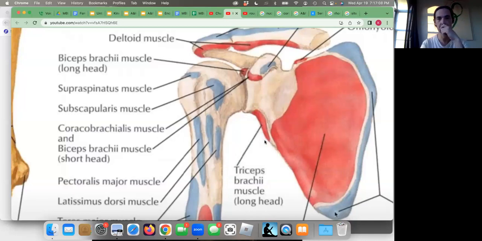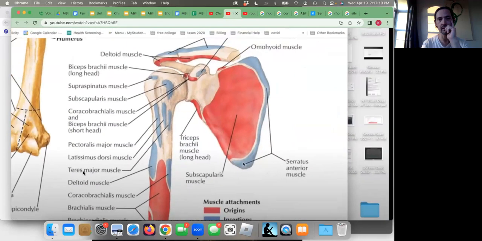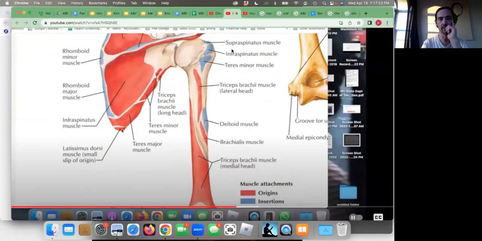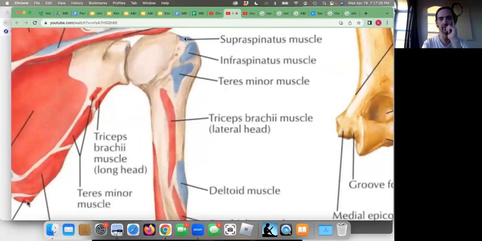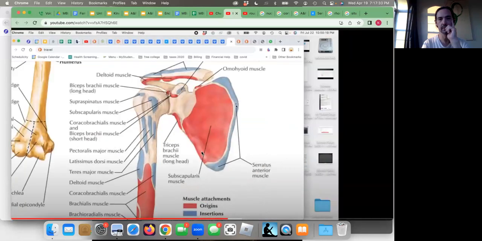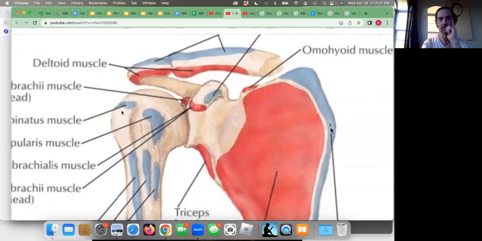All right. Now you have the greater tubercle with the supraspinatus on the top. You have the posterior view of the greater tubercle with the supraspinatus on top. Trying to help you guys get oriented. Here's the anterior view again. Greater tubercle with the supraspinatus on top.